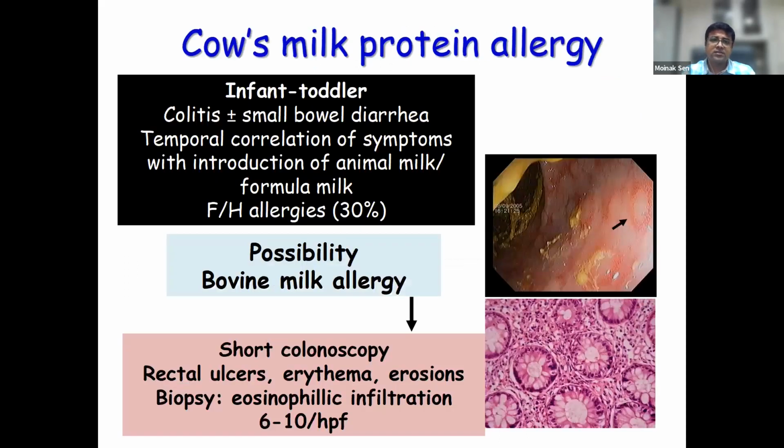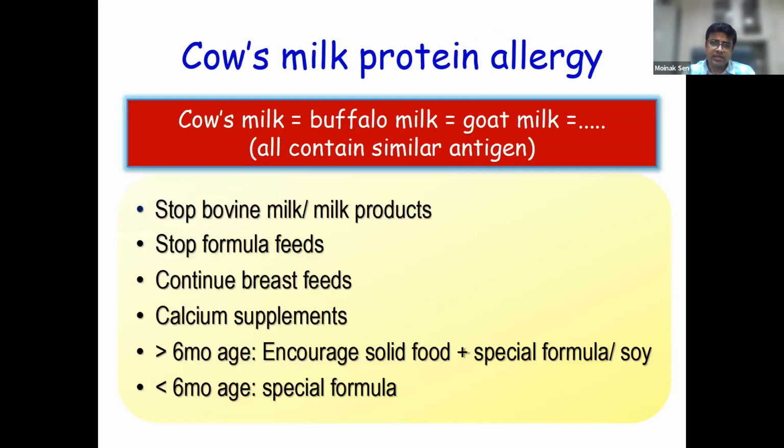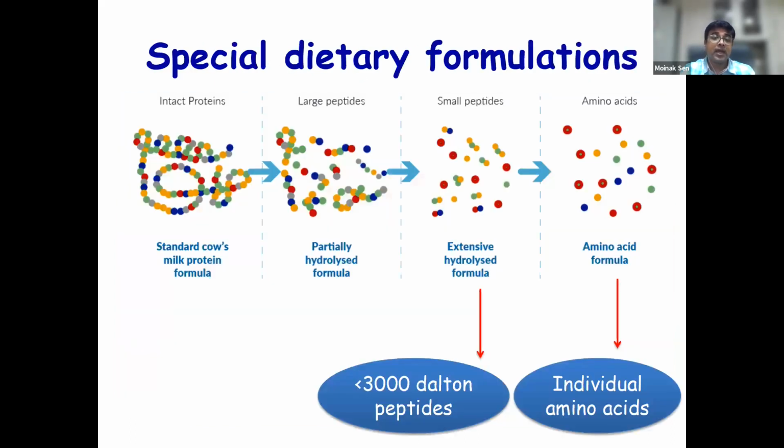Cow's milk protein allergy is a problem with infants and toddlers. Milk causes allergy, and this allergy causes colitis to occur. In these conditions, you have to stop all kinds of animal milk. Whether you're using cow's or buffalo's or goat's, they're one and the same. They all contain similar antigen. You just have to stop the animal milk and change over to formula feed, give some calcium supplements, and for patients more than 6 months old, you encourage solid foods. You have to stop the bovine milk for about 1 to 2 years for the tolerance to take place.